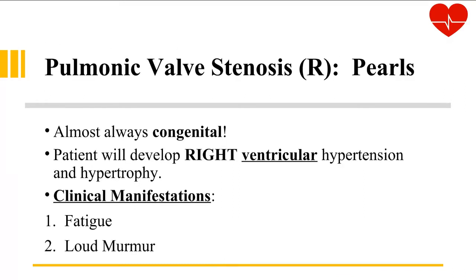Pulmonic stenosis. So this is the valve taking the deoxygenated blood into the lungs. Almost always pulmonary stenosis is congenital. Patients can develop right ventricular hypertension and hypertrophy, which makes sense. Your patients will be fatigued. They can have a loud murmur when we're talking about pulmonic valvular stenosis.